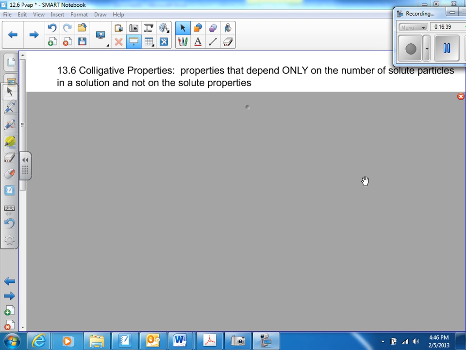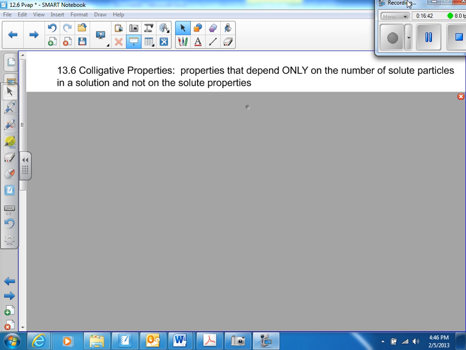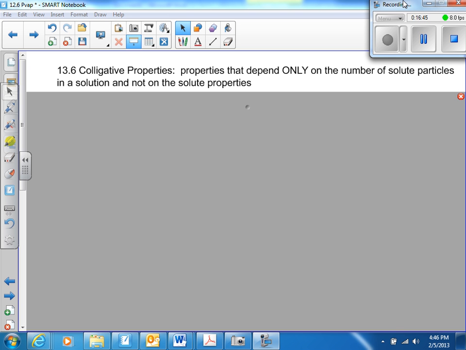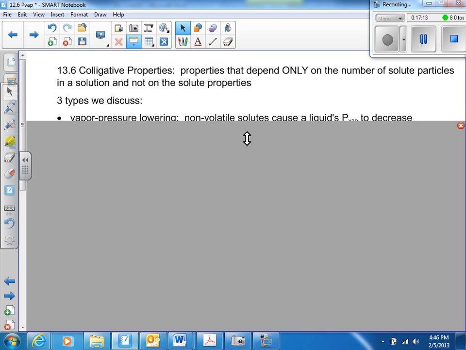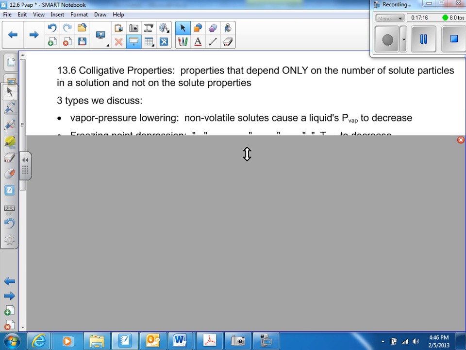That's it. Okay, last section, colligative properties. This is in chapter 13. We just skipped a whole bunch of chapter 13 and skipped over to 13.6. These are properties that depend only on the number of solute particles in a solution and not on the properties of the solute itself. When I say solute, I'm talking about something dissolved in a liquid. We've already talked about solutes and solvents. Solutes are things that are dissolved in liquids. Whatever is present in a smaller number of moles would be your solute. The solvent would be the thing that's present in more abundance.